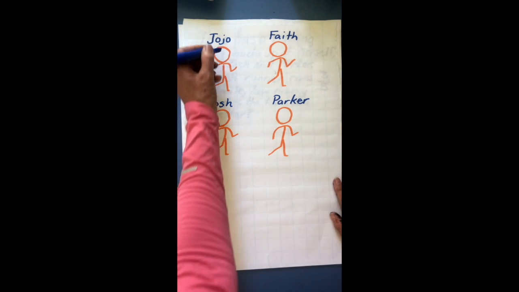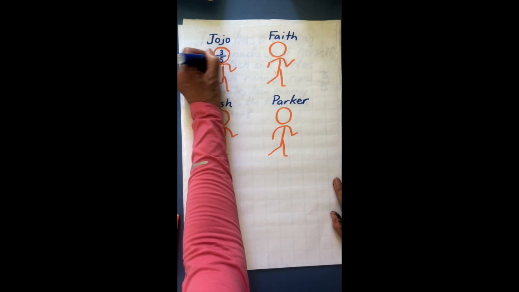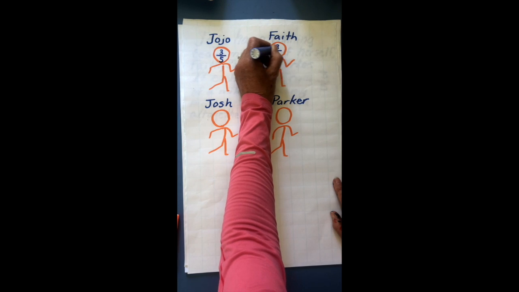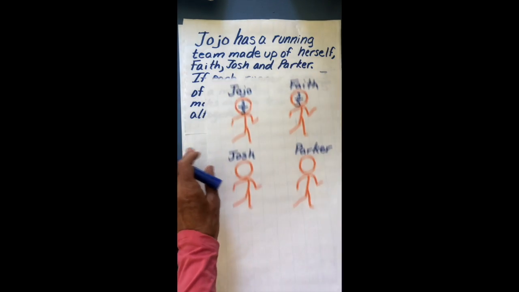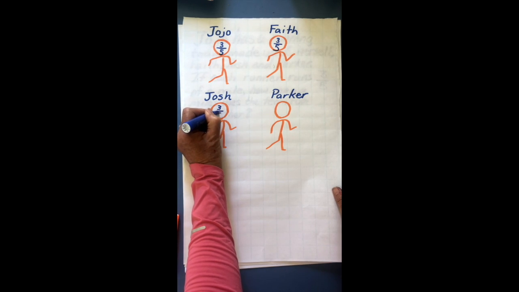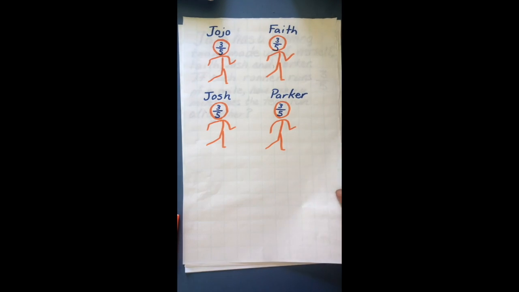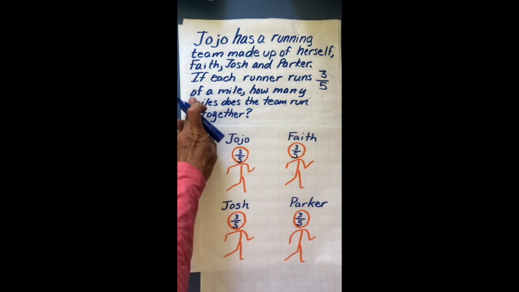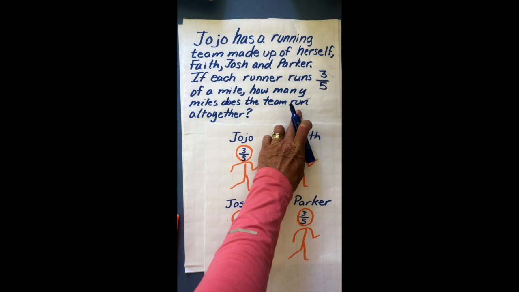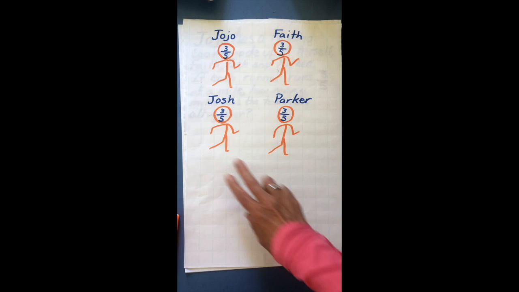So I look and I'm like, oh, it's 3/5. Okay, so I'm going to write JoJo 3/5. And then Faith ran 3/5. I'm going to double check that too. 3/5. And Josh ran 3/5. And Parker ran 3/5. Now, what the problem wanted us to do is they said, how many miles does the team run all together? So we want to know how many miles they ran all together.